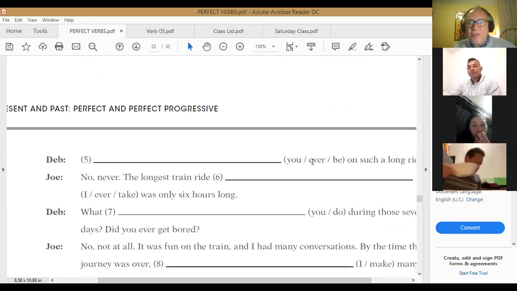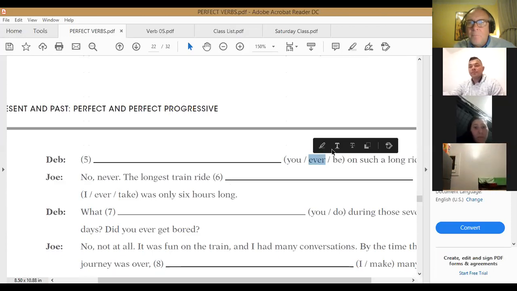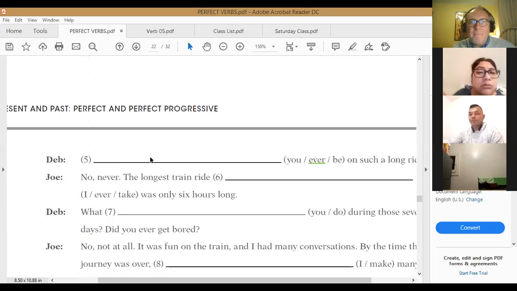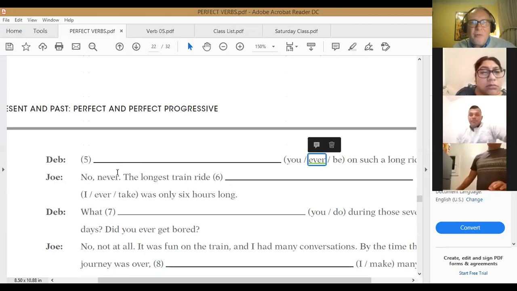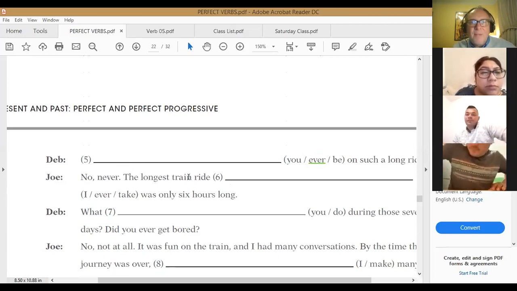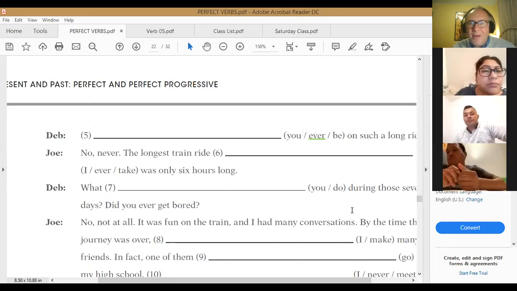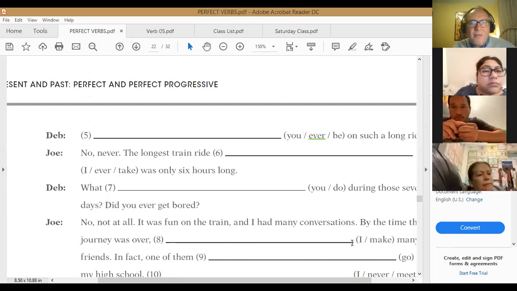Now Deb has a question with ever. When he has a question with ever, what are we going to say? Have you ever? Had you ever been? Right. Had you ever been? Perfect. And what does it say? No, the longest train. It was the longest train ride. We want to use ever in this case. I had ever taken, right? The longest train ride I had ever taken was only 6 hours long.